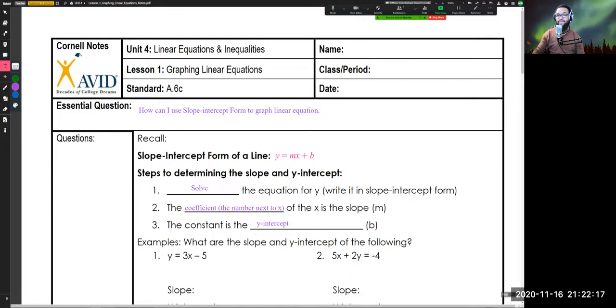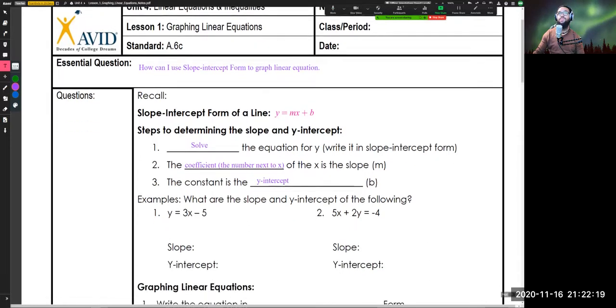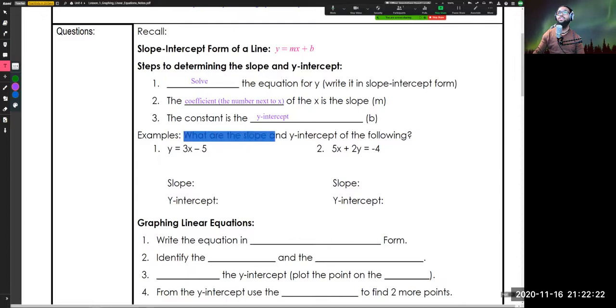So let's look at a few examples. Our directions say, what are the slope and y-intercept of the following? When we look at this one, we see our coefficient of x is this 3. Our number next to x is this 3. Let me circle that in. I'll stick with purple for my slope and hot pink for my intercept. So this number here is my slope. That's going to be 3.